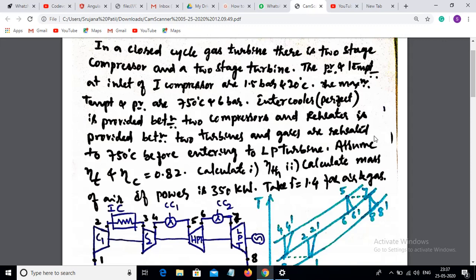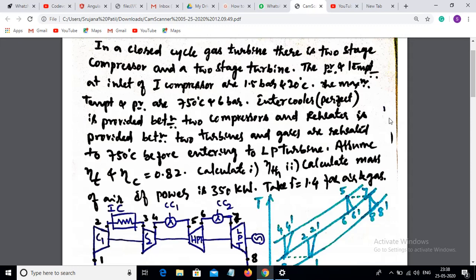Dear students, last class we discussed the open cycle gas turbine with intercooler and also reheater. With these two, we can improve the network done, at the same time the thermal efficiency decreases. So in this video, I am going to solve one problem regarding the intercooler as well as the reheater. So first I will read the problem.